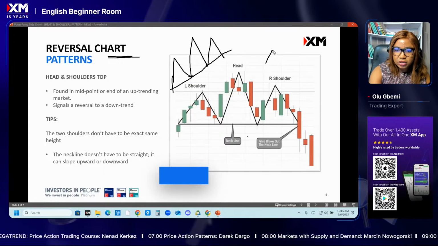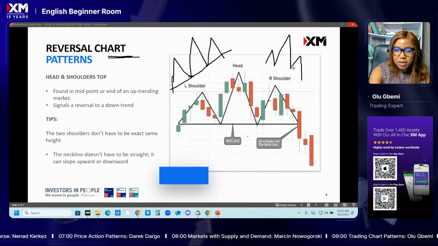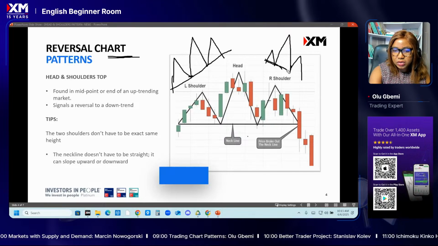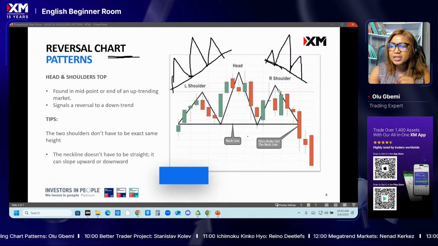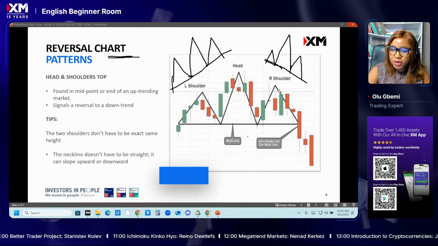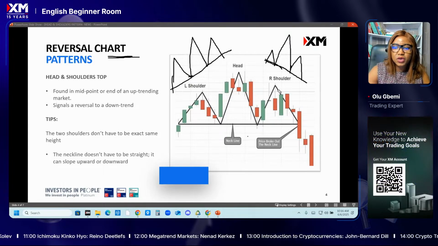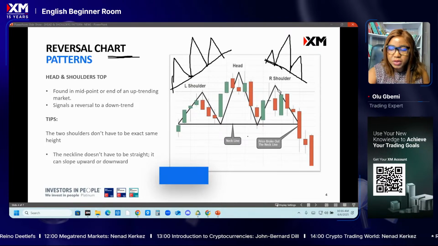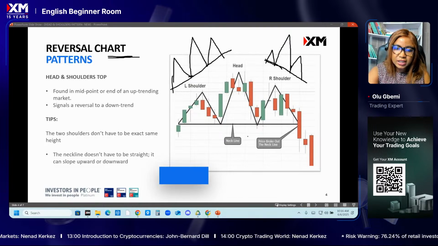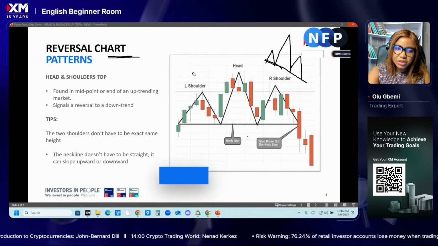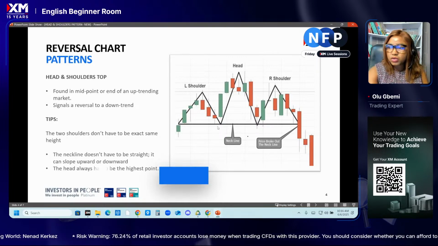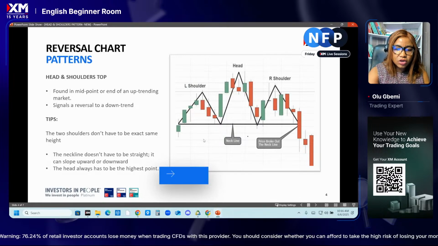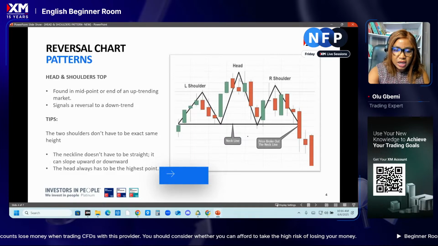We can also see head and shoulders like this, where maybe the new low is slightly lower than this, so it's bent like this. So whichever of these three we see, head and shoulders is still being formed. The last shoulder is still lower than the middle point, and we are still waiting for a low to be created with a close below the neckline of that head and shoulders. So the neckline doesn't have to be exactly straight. It can be slightly bent upward or downward, giving us another way of looking at the head and shoulders pattern. The head always has to be the highest point, so the middle point must be the highest point.